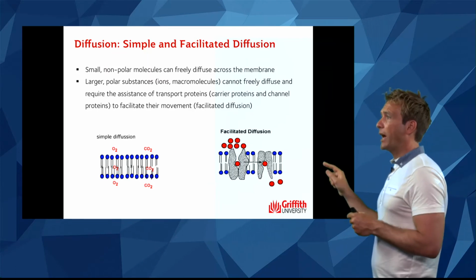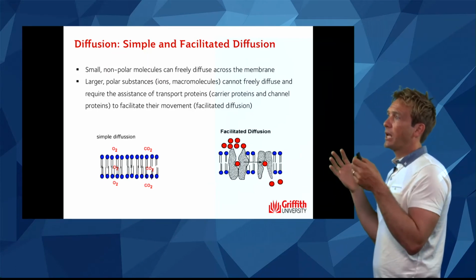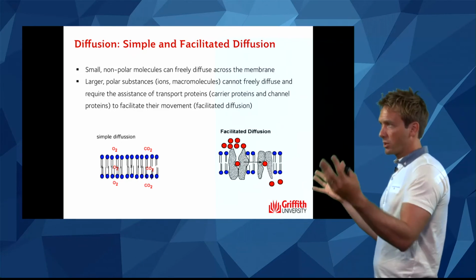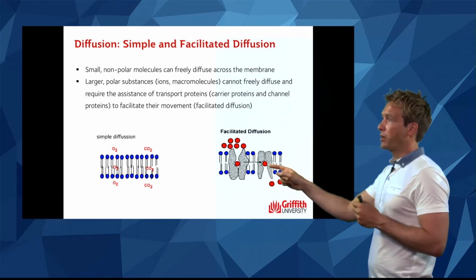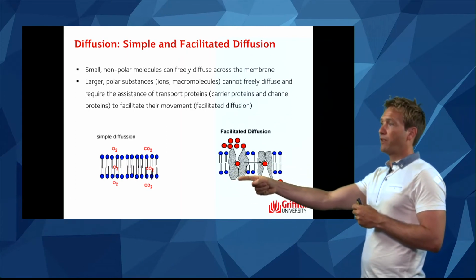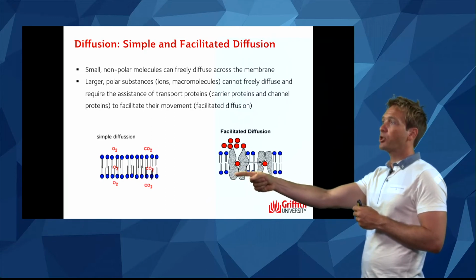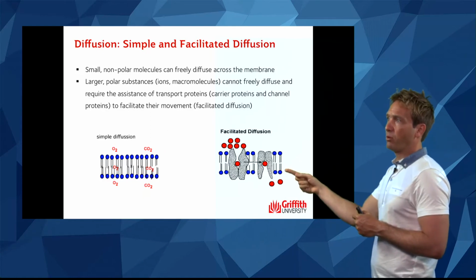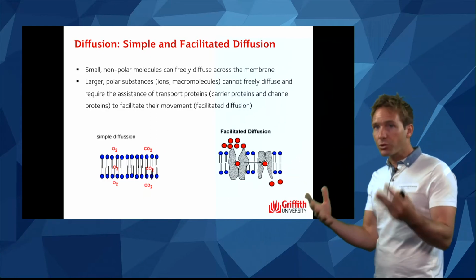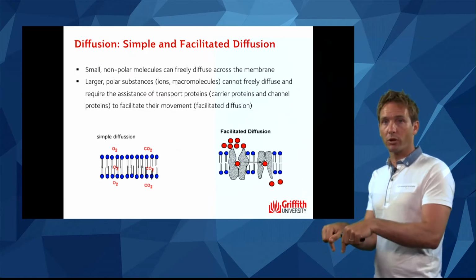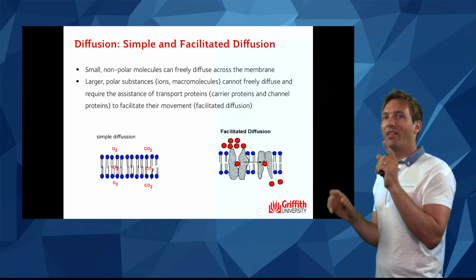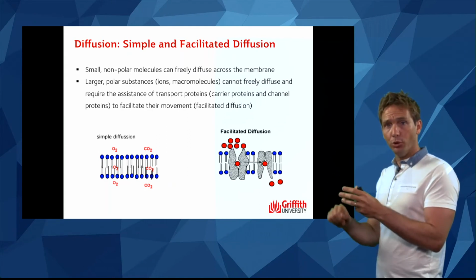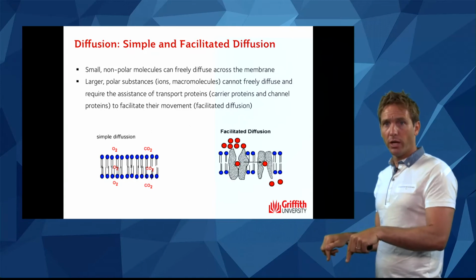And then we have what's called facilitated diffusion. So these are larger polar substances, i.e. ions, and macromolecules is large, and they can't just naturally move straight across the phospholipid bilayer the way that carbon dioxide and oxygen can. So what they need to do is they need to take advantage of these carrier proteins and channel proteins. Now, they still move just through diffusion, so there's no need to use energy to move them across. They naturally move across, but they need these tubes, these channels to move through, because they can't just push through the phospholipid bilayer.